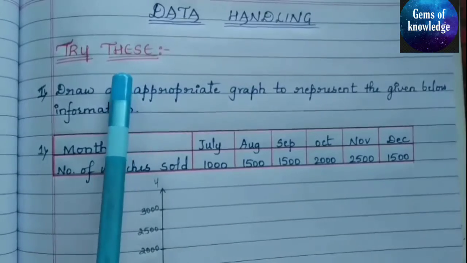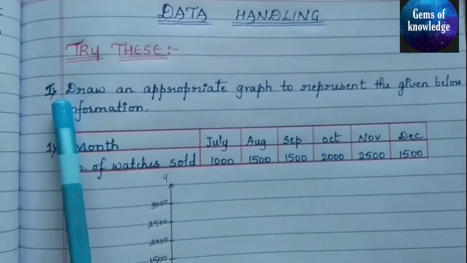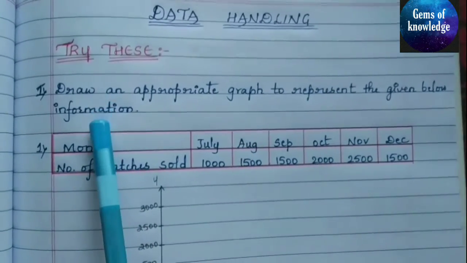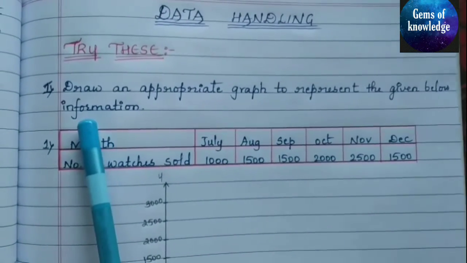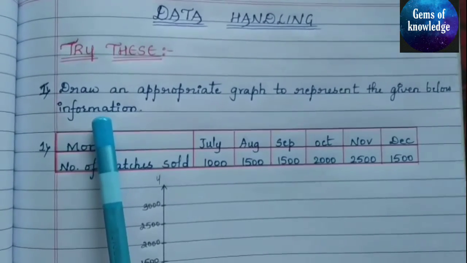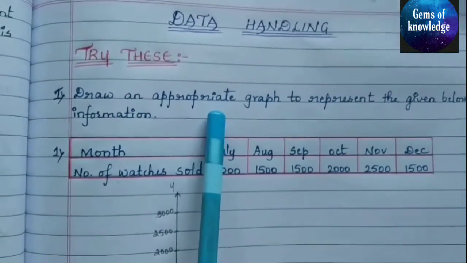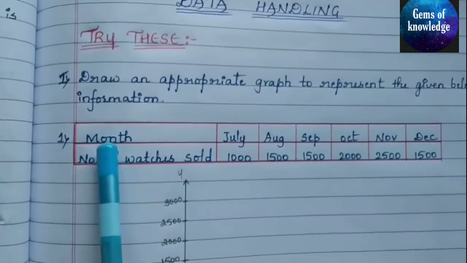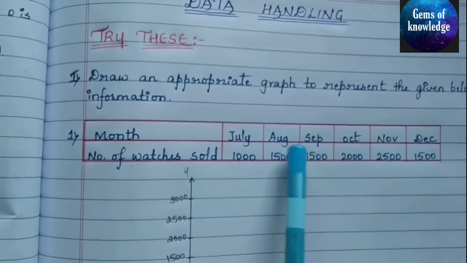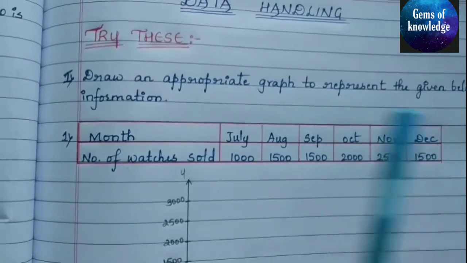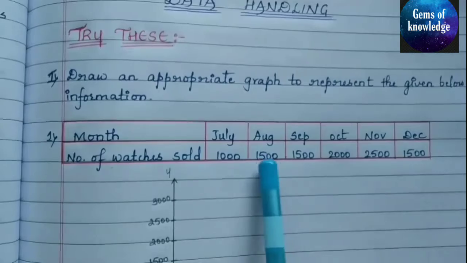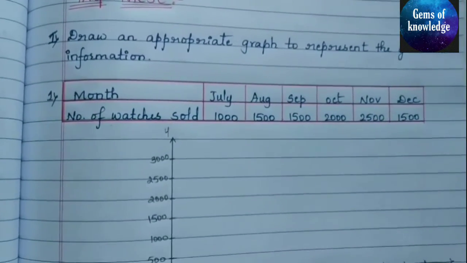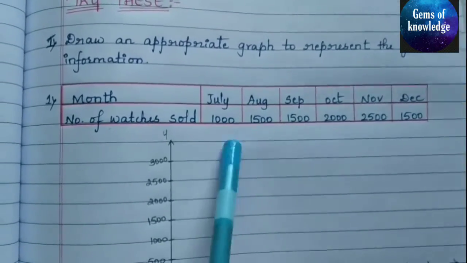Let us see the first question here. Try this. What is given here? Draw an appropriate graph to represent the information given below. Here 3 pieces of information have been given. We have to draw an appropriate graph for these questions. The first one gives the months: July, August, September, October, November and December, and the number of watches sold in that particular month. So we have to draw a graph to represent this data.